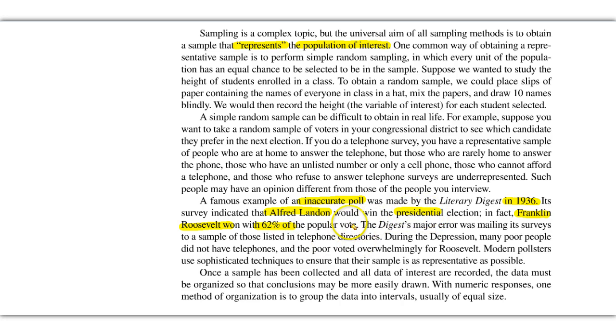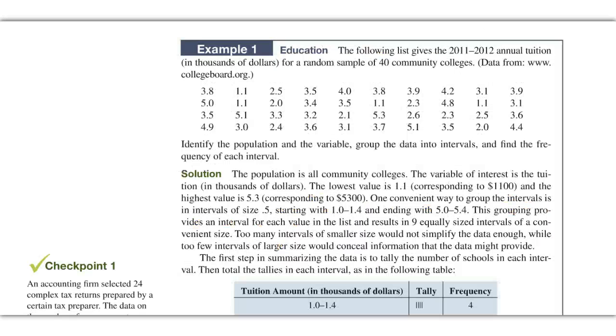And the reason for that is that they used the telephone. Well, rich people had telephones, and they're the ones that voted for Landon. But there were many people that didn't have phones that were voters, and they voted for Roosevelt. Okay, and again, as you collect your data, you want to organize it and study it and do what we call statistical analysis. And that's what we're going to look at next.